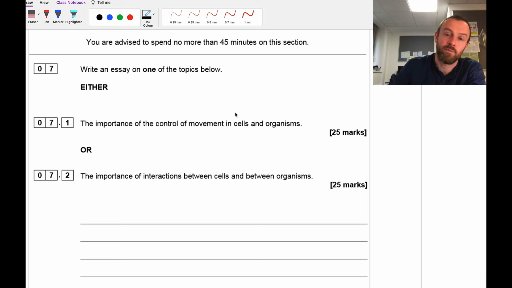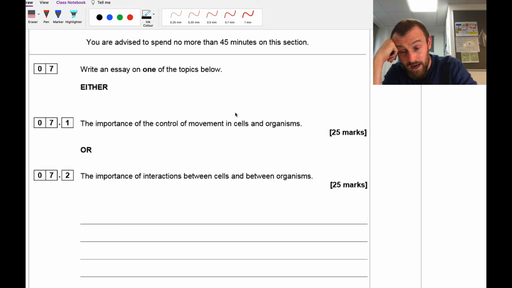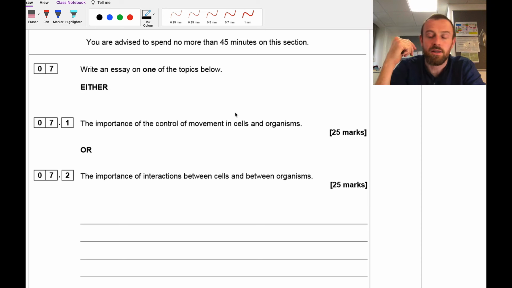Right, now we get to the essay. If you're doing this paper for real, my advice is to turn to the essay straight away as soon as you open the paper and have a look at the two essay titles. In this case, the importance of the control of movement in cells and organisms, and the importance of interactions between cells and between organisms. To start with, you should spend about 3 minutes doing an outline plan for each one. Then you can select which essay you'd want to do. So let's do that together. Here's how I would be doing this.